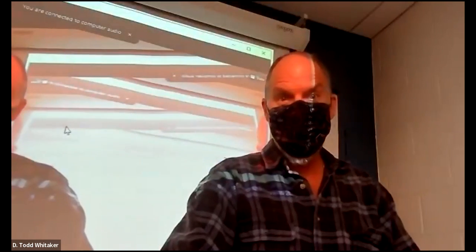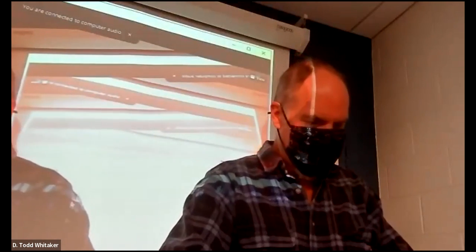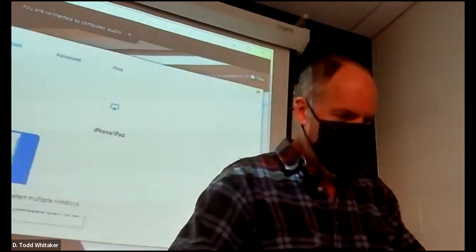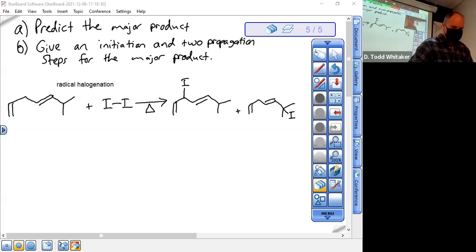Got a request to do an allylic halogenation mechanism. And here it is. We're supposed to predict the major product and give an initiation and 2 propagation steps for the major product.